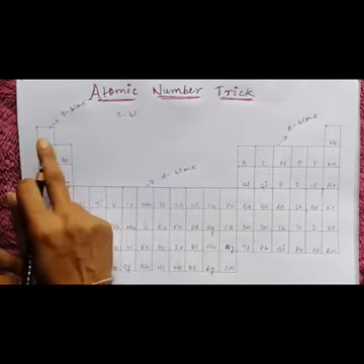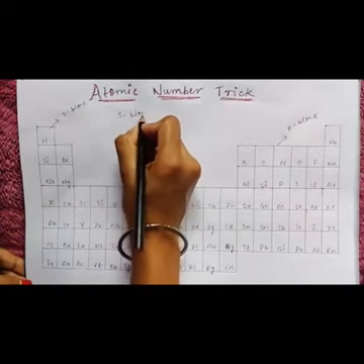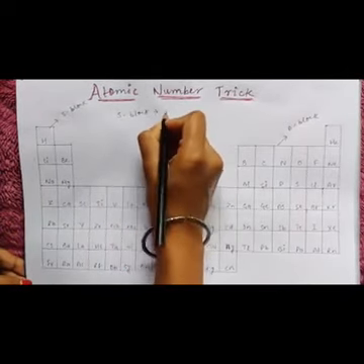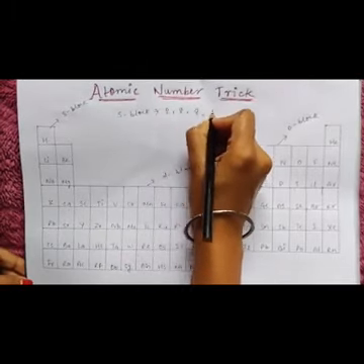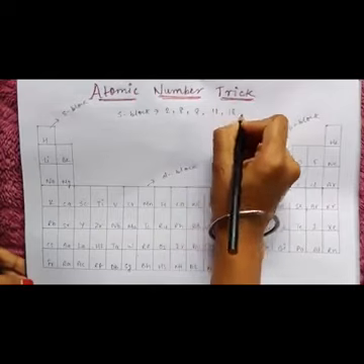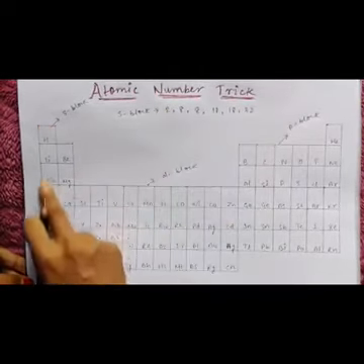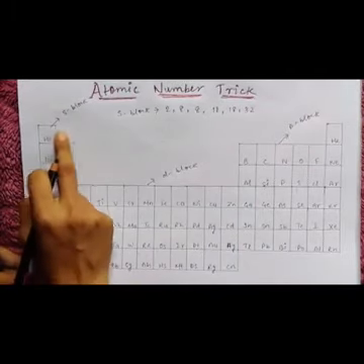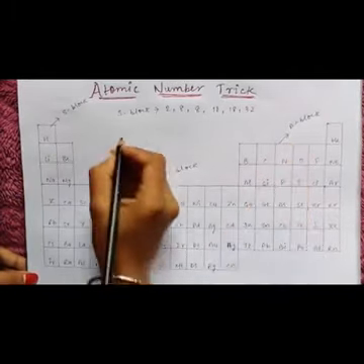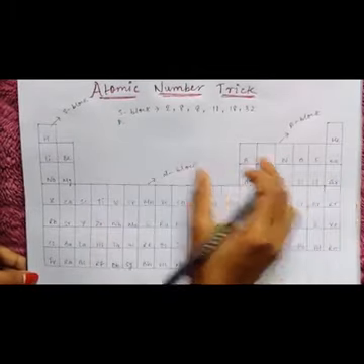We have one structure for writing their atomic numbers. The order is 2, 8, 8, 18, 18, 32. If you want to write the atomic numbers of the S block, remember that order. The order for the S block and P block is the same.